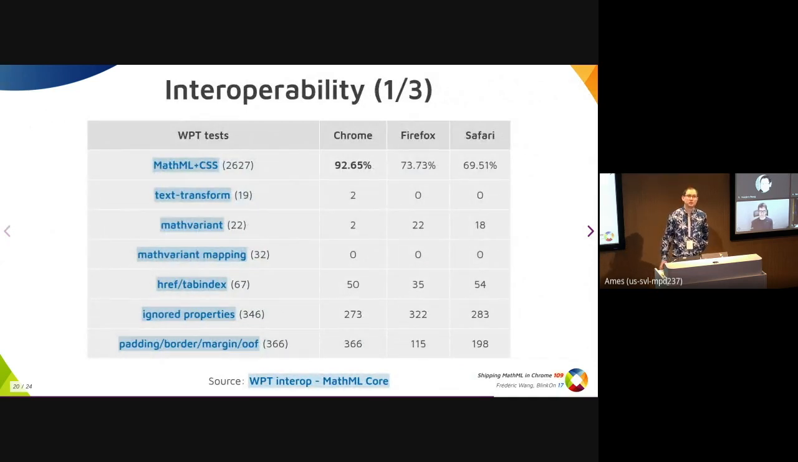Okay, so moving to interoperability. This is the result of the web platform tests. Remember that when we began some years ago, there were not a lot of tests. Currently, there are about 2,700 tests. Chrome has a pretty good score, about 93%. But there are some MathML features with unclear spec status that are causing failures.